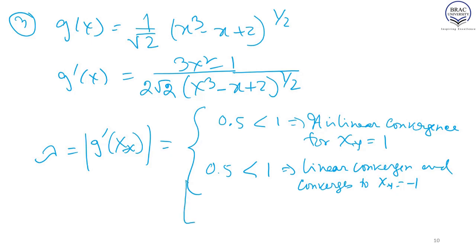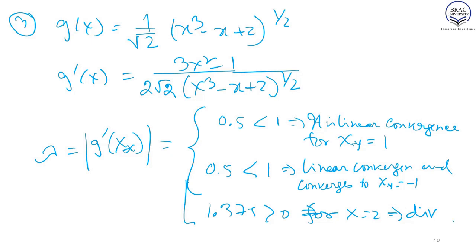And the last one, finally, whenever we put x equal to 2, we get 1.375, which is greater than 1. It is greater than 1 for x equal to 2, so it is divergence. No solution. So that is your convergence.